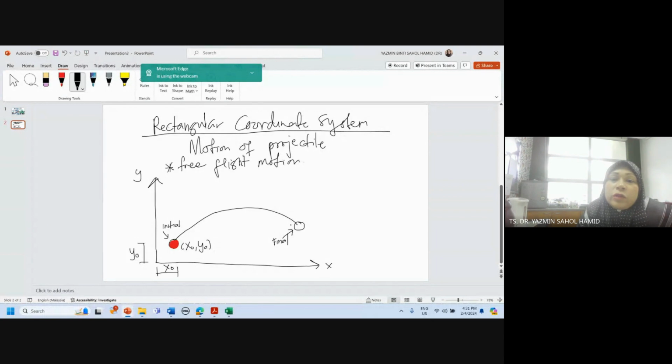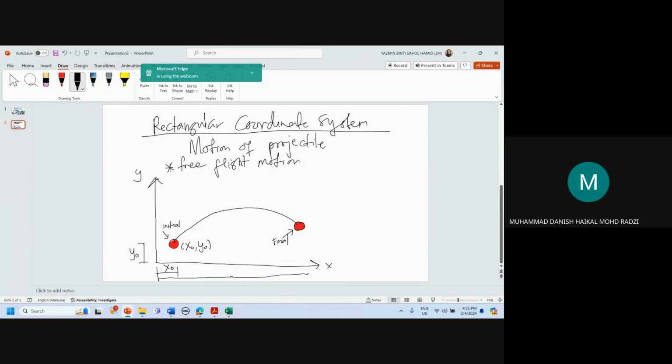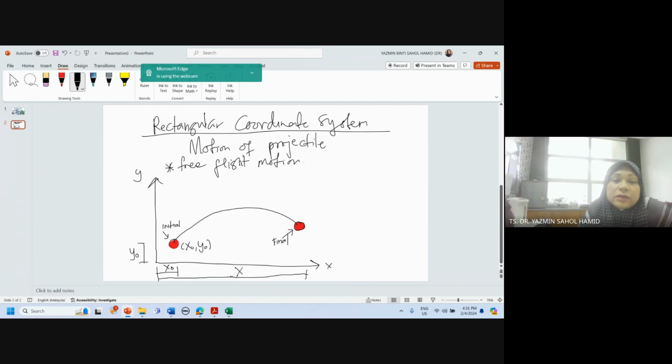Okay, so for the final position of this particle, let's say it lands here, what do you think the final position will be? If initial is X naught, the final should be what? X. So the final position is X, Y. So this coordinate will be X and Y.